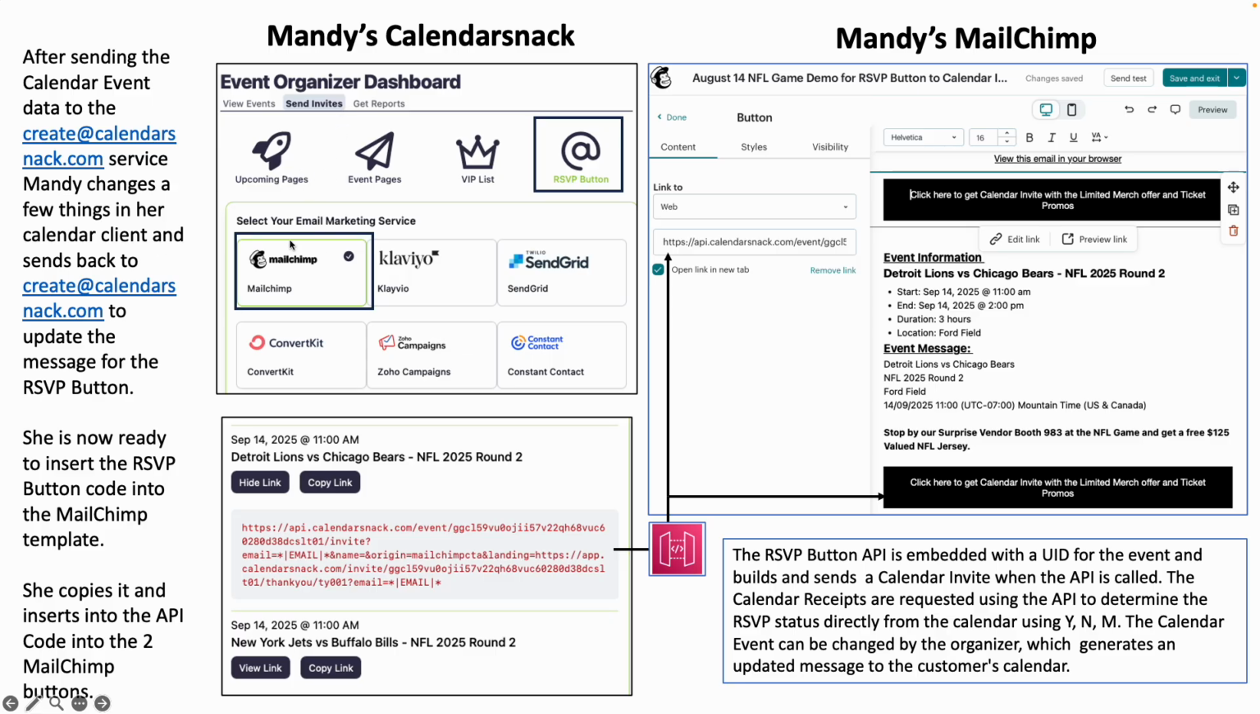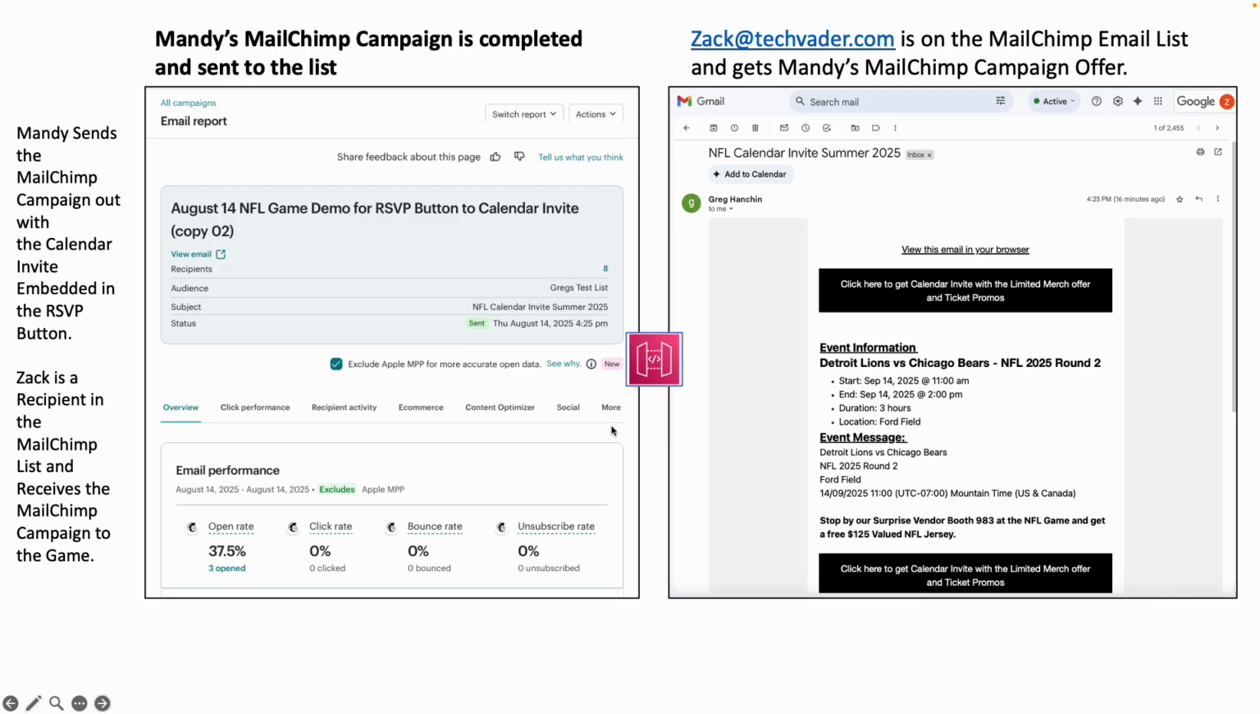In the organizer dashboard, she clicks on the MailChimp RSVP button, and she gets the particular API for this particular Lions versus the Bears. She copies it, and then she inserts it into her MailChimp campaign right here. And the API button for this game is now linked to the top button here and the bottom button for call to action. When these buttons are clicked, the calendar invite is going to go out to anybody on the MailChimp list that Mandy has sent to.